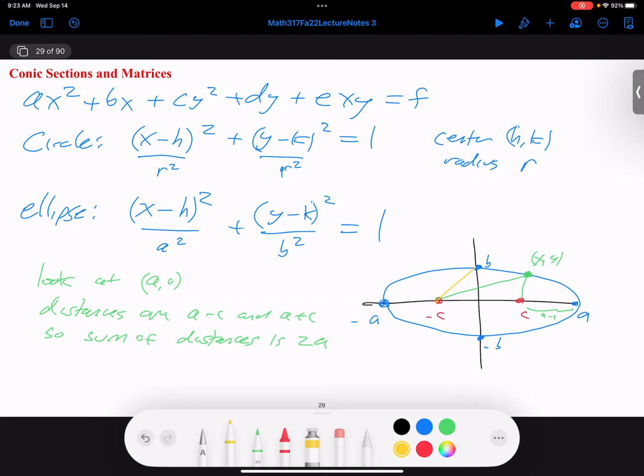So if the sum of the distances is twice A, how far would it be from (0, B) to (-C, 0)? What would be that length? Do you want to try it? We know the sum of the distances is 2A, right? And so no matter where I am on the ellipse, the sum of the distances has to be 2A. So if it has to be 2A, how far is it from this point here to one of the foci?